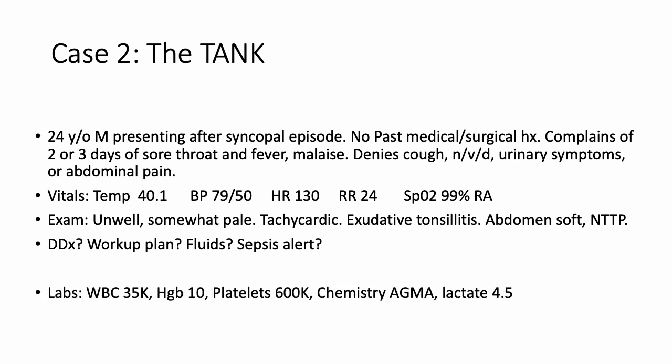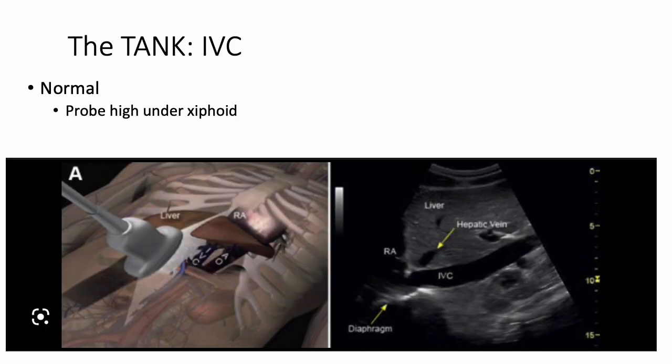We ordered labs, which came back fairly quickly with a white count of 35,000, a hemoglobin of 10, high platelets, a high lactate, an anion gap, all looking like significant sepsis physiology. So I want to pause from the case and talk about the tank and look at the IVC evaluation.